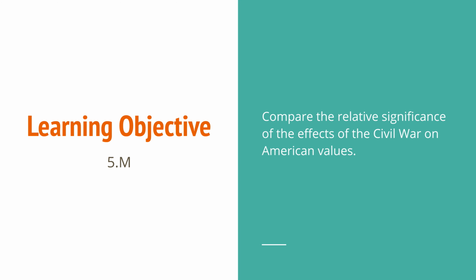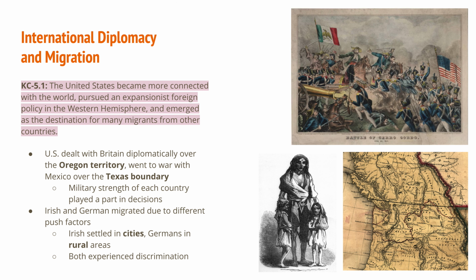The learning objective is compare the relative significance of the effects of the Civil War on American values. And the first key concept is the United States became more connected with the world, pursued an expansionist foreign policy in the Western Hemisphere, and emerged as the destination for many migrants from other countries.